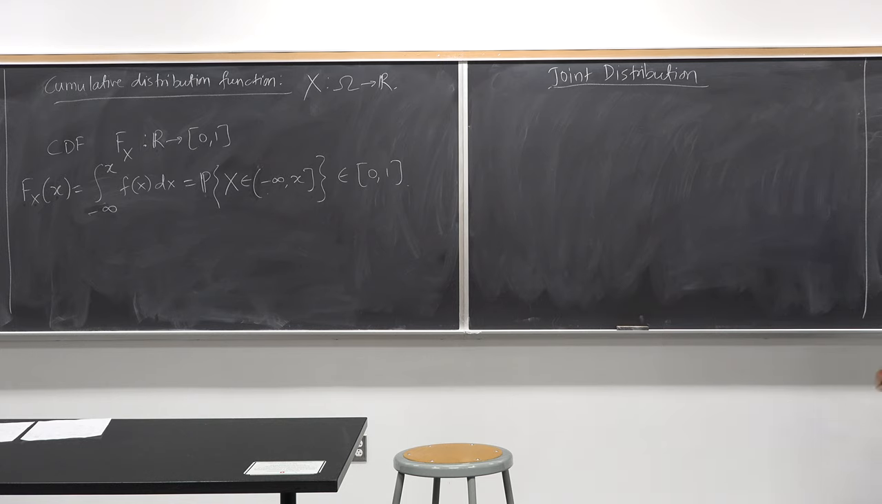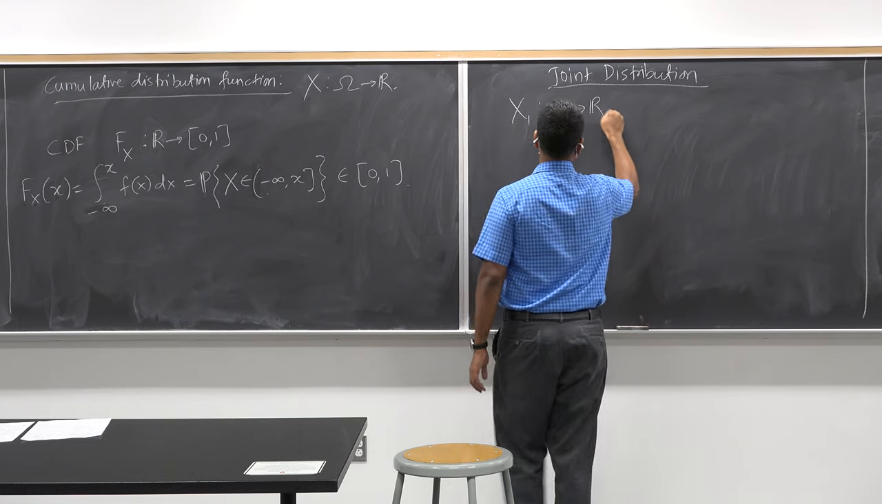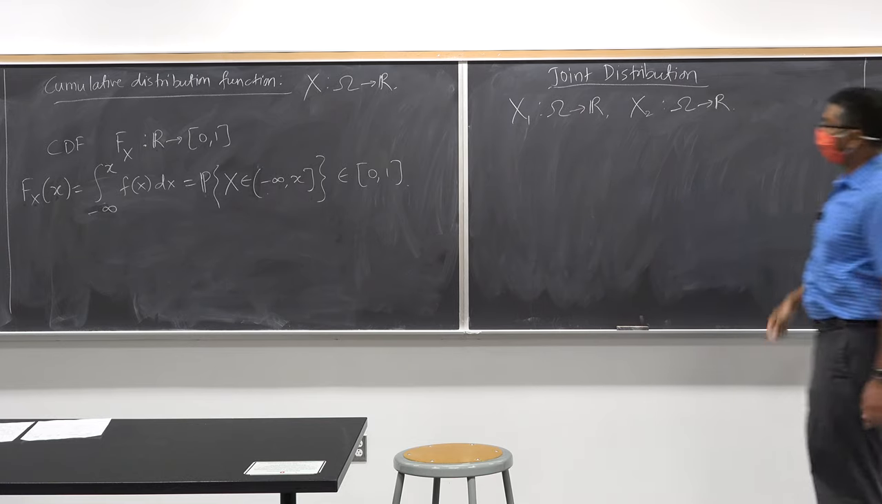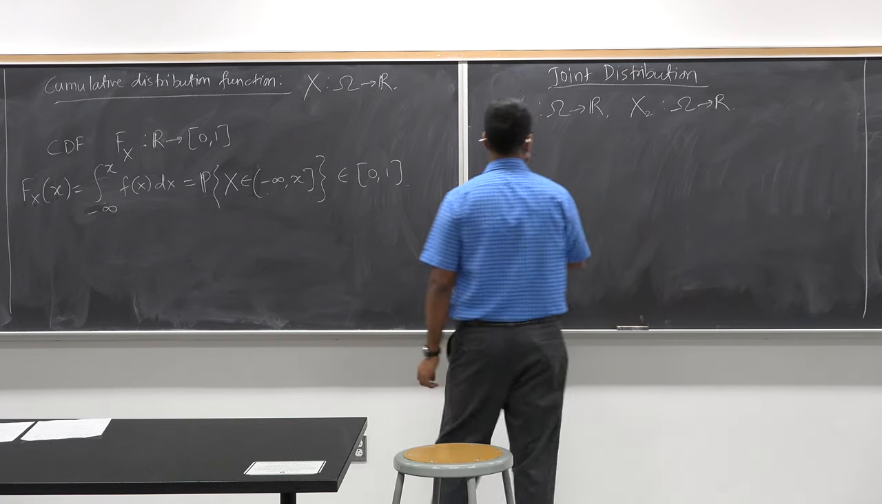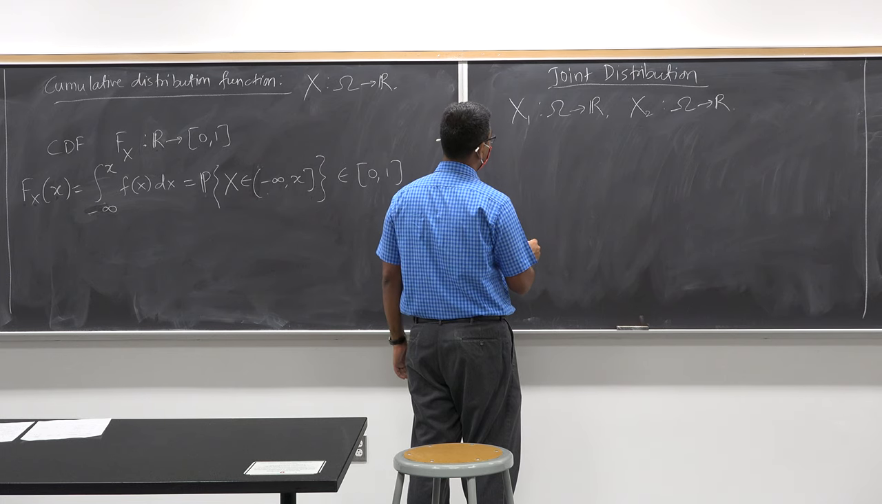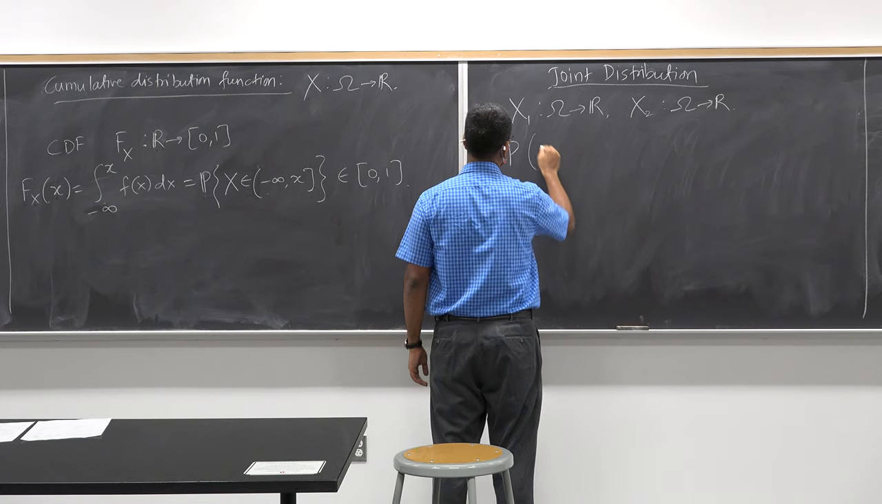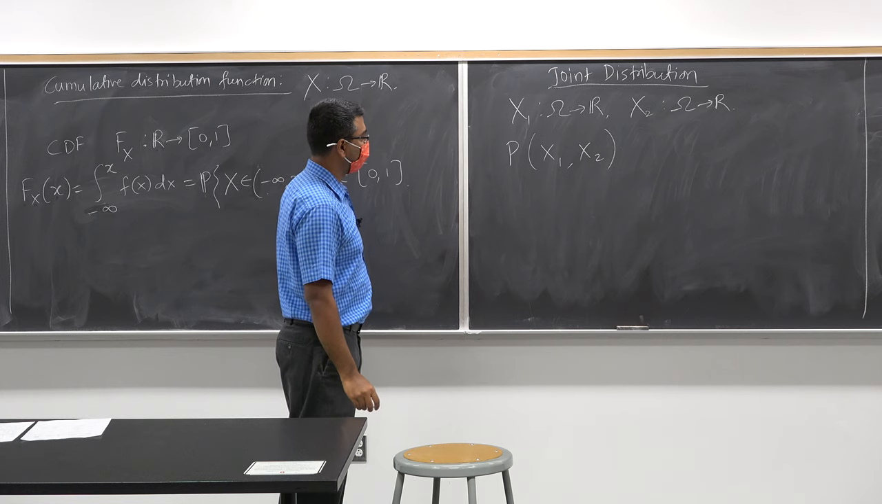Joint distribution. So I have two random variables, X1 that maps omega to R, and X2 that maps omega to R. Because the underlying uncertainty is the same, there is a possibility that the two random variables are correlated. So the joint distribution, in the case of discrete random variables, will be denoted by p of x1, x2.